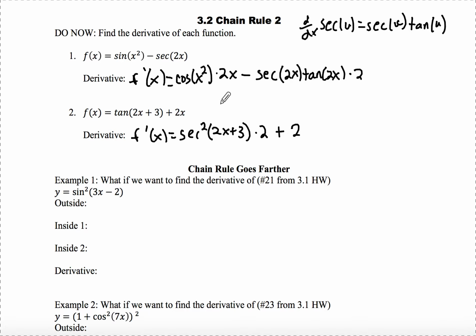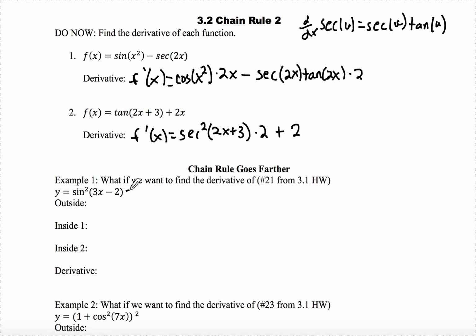We'll take the derivative of the outside, keep the inside whenever we have these composite functions. But this chain rule can actually go even further. And some of this stuff I'm pulling from the optional homework problems from this year, which I would typically have students do for homework required. What if we want to find the derivative of y equals the sine squared of 3x minus 2?